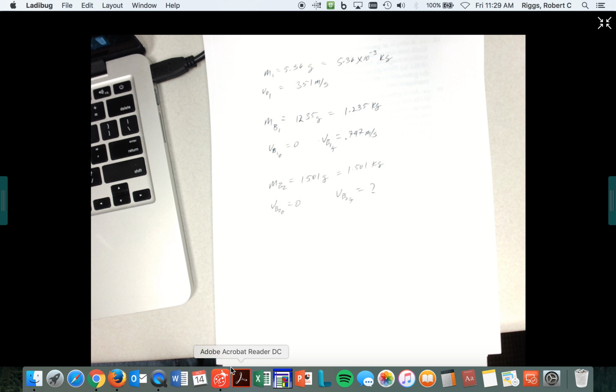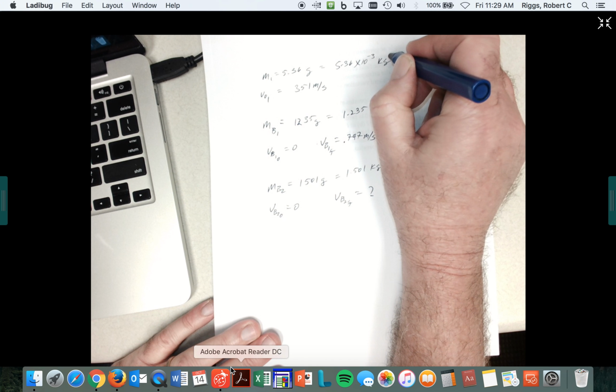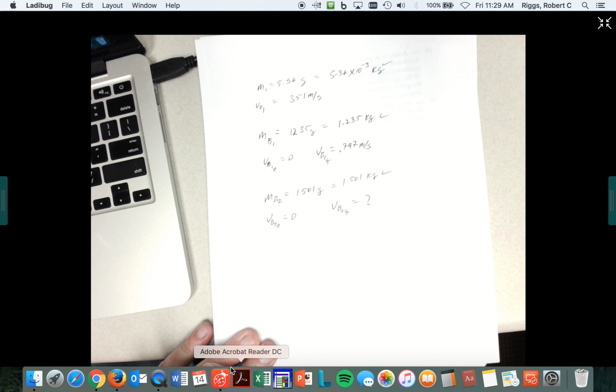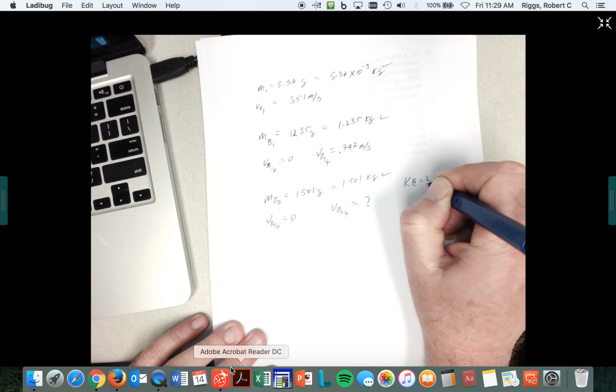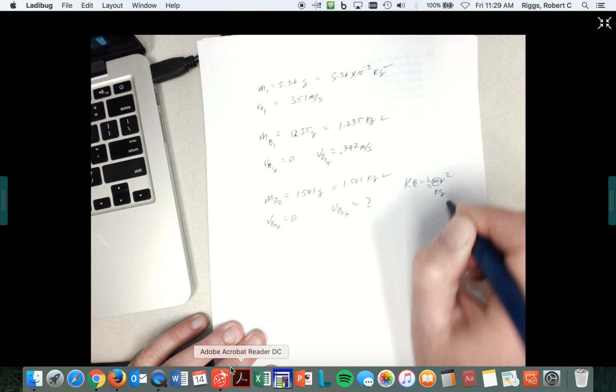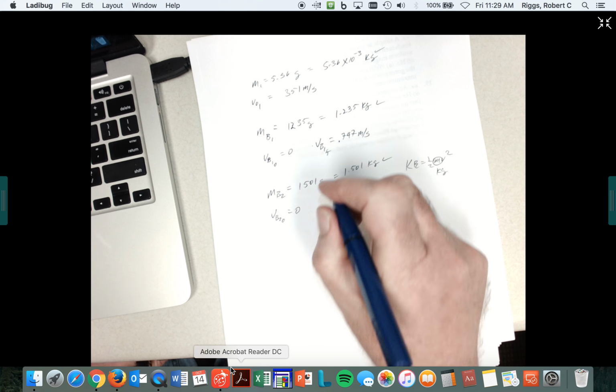Because I need to find this part B, and the other thing I want you to take note of, I've converted it all to kilograms. Why? Because they ask for the kinetic energies at the end. And for kinetic energy, you need kilograms. Kinetic energy is 1/2 mv squared, and this m must be in kilograms. All right. Okay, so I converted all of these to kilograms.